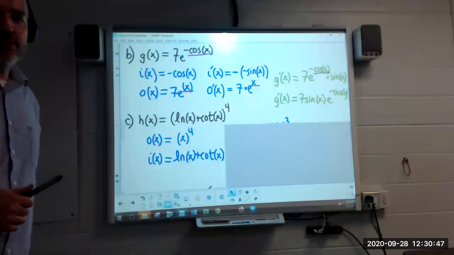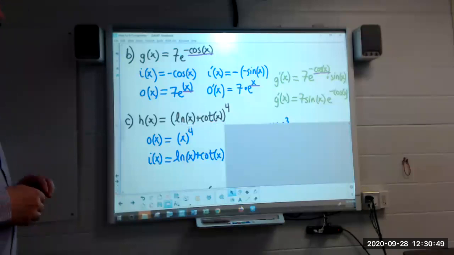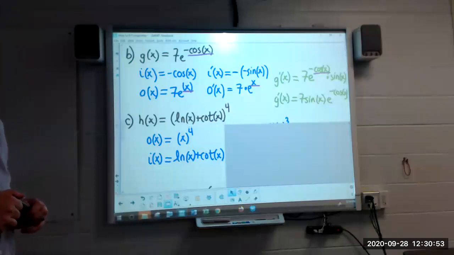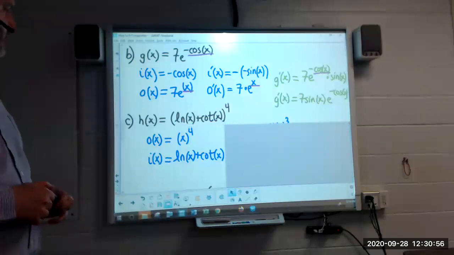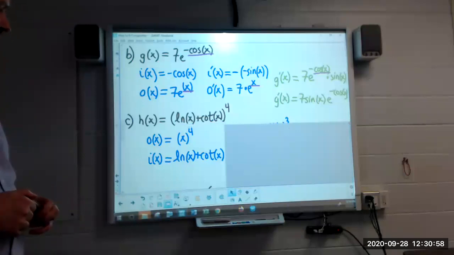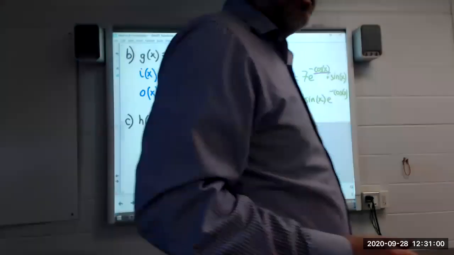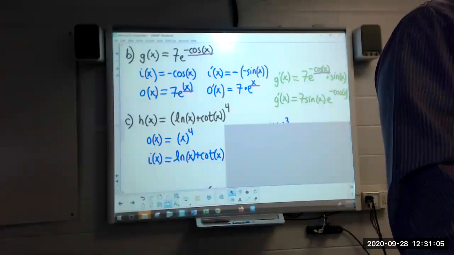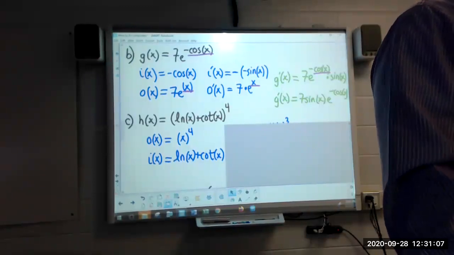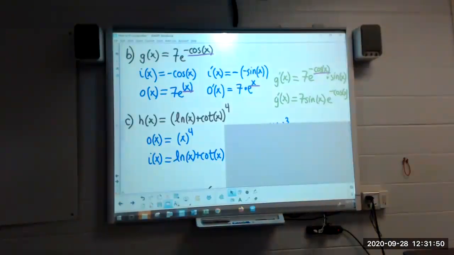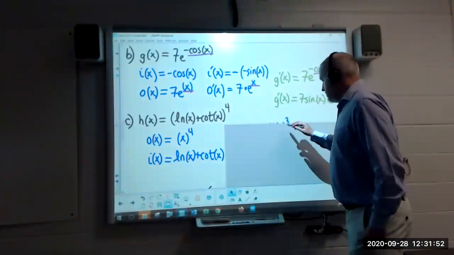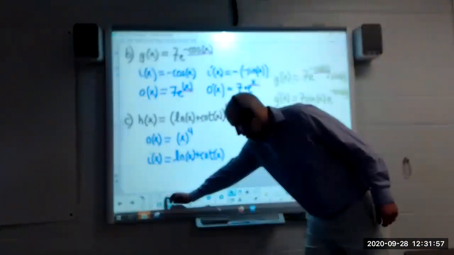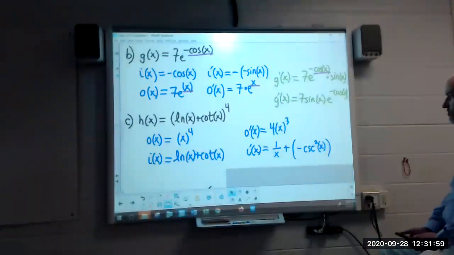So here's where I'd like you to be the captain of your own ship of the line. I'd like you to write down what those derivatives are. So what do you have for a derivative of x to the fourth and derivative of the natural log of x plus the cotangent of x? You have the derivatives like so. Yes, no?